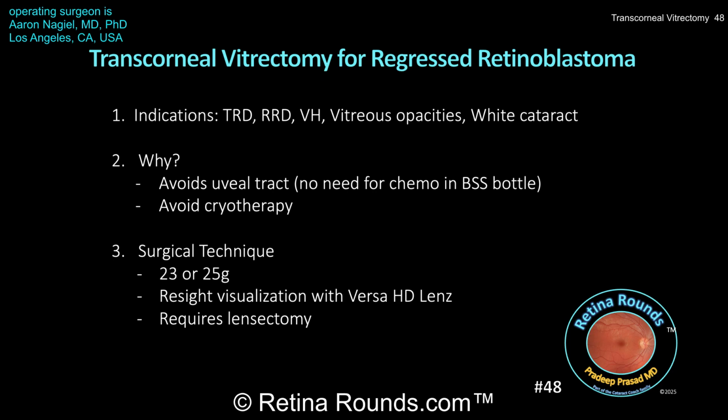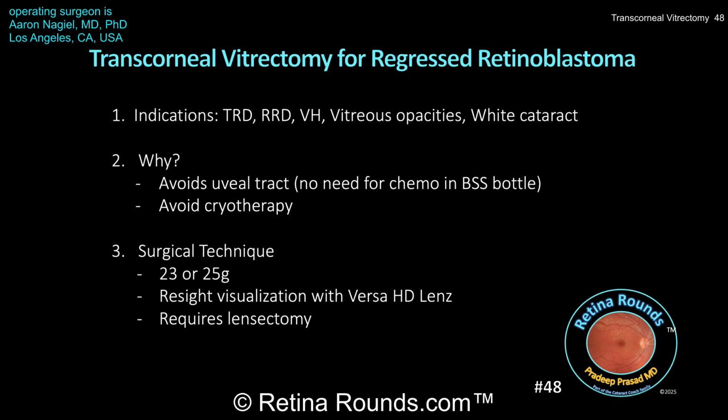Some surgeons use chemotherapeutic agents in the BSS bottle to mitigate this risk. However, there are downsides to using these chemotherapeutic agents, including potential risks of ocular toxicity and exposure to operating room staff. Now, a transcorneal approach avoids the uveal tract altogether, and so that circumvents the need for using chemotherapeutic adjunctive therapy. It also avoids the need for cryotherapy, which would be used in scleral buckling, and cryotherapy can increase the risk of inflammation.